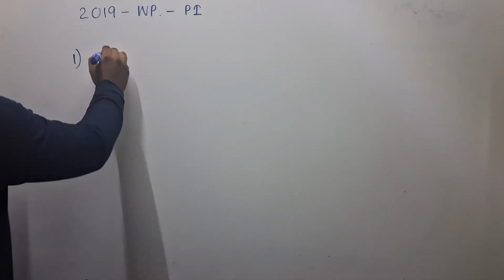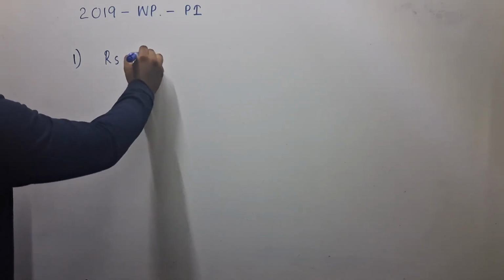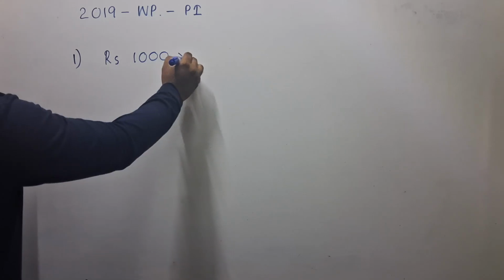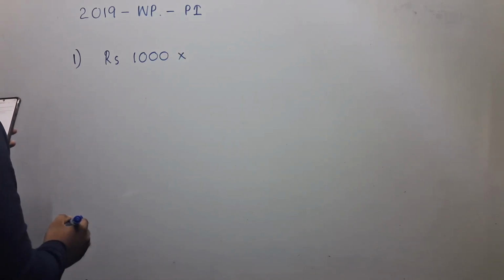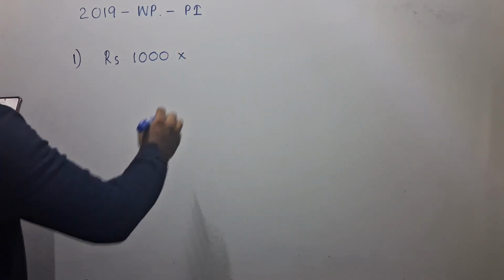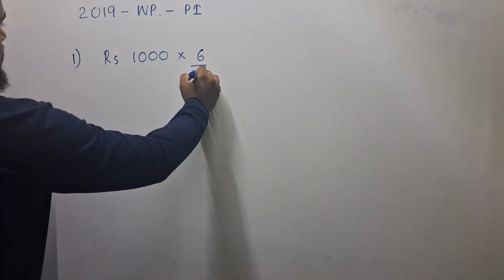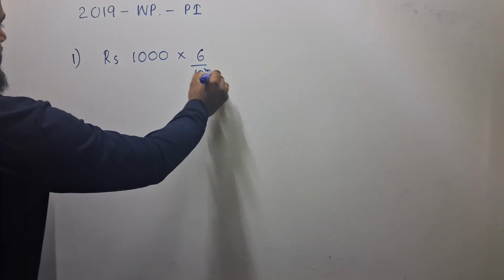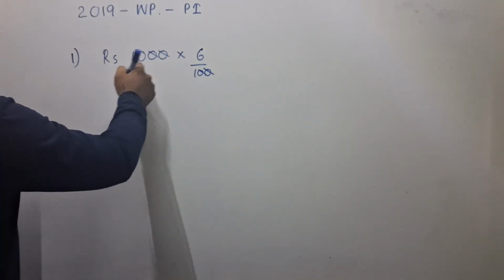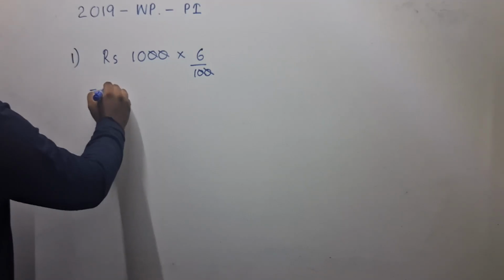1000 multiplied by 6%. You can simplify the two zeros with the two zeros. 10 into 6, 60 rupees.